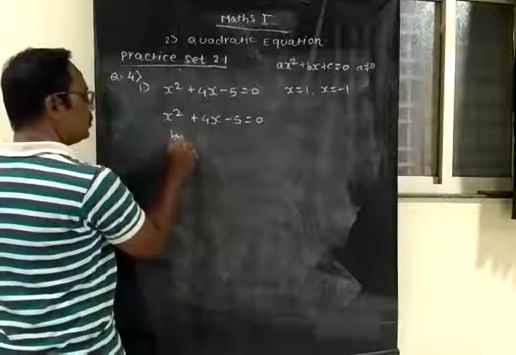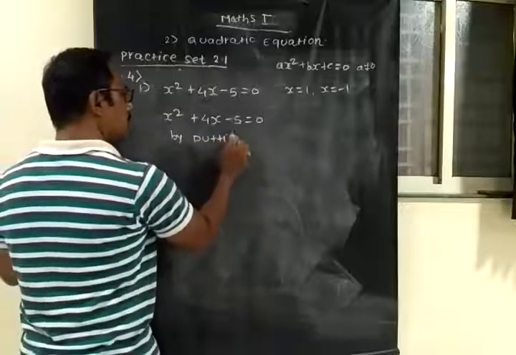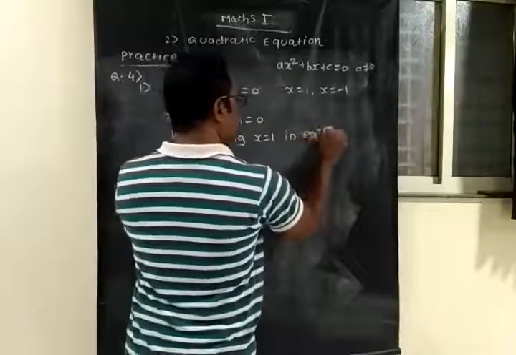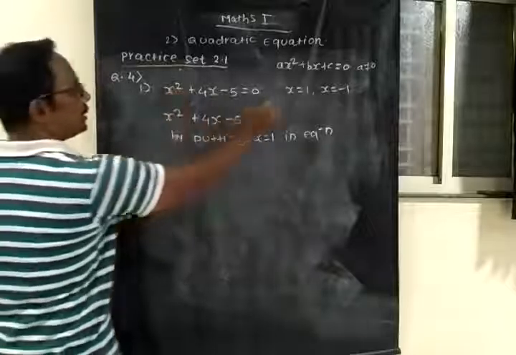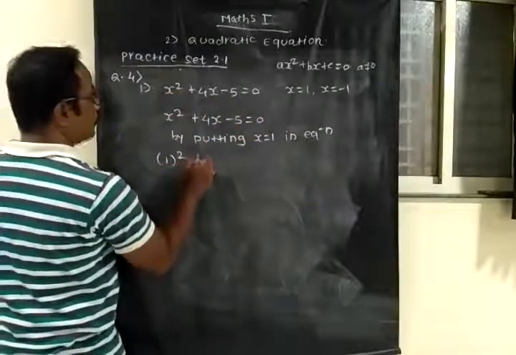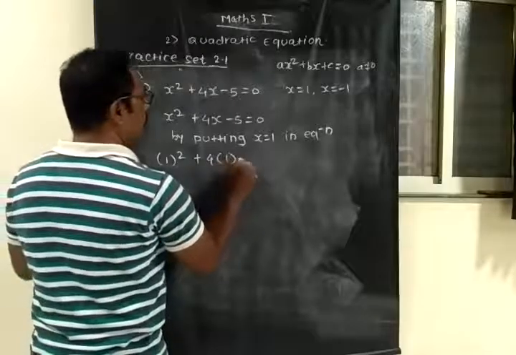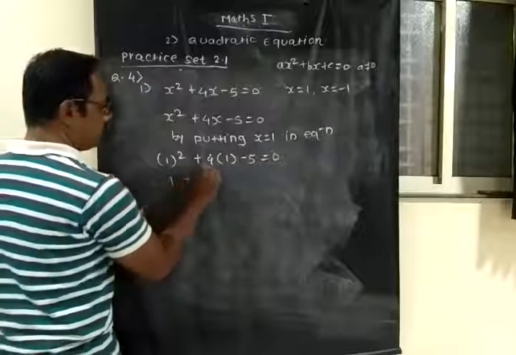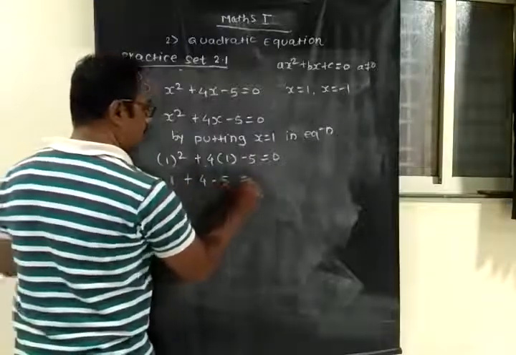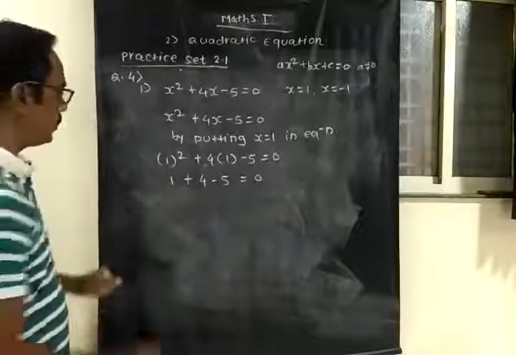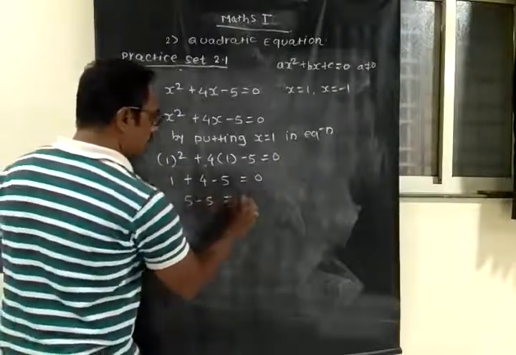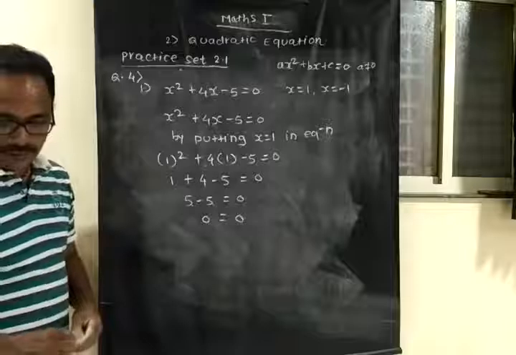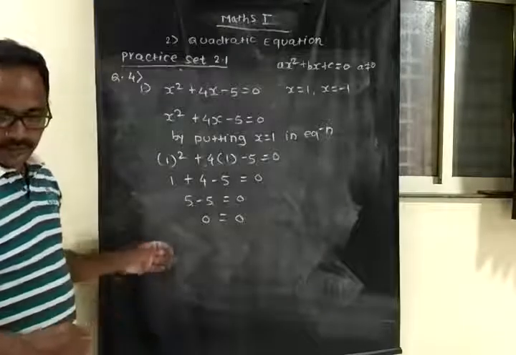So by putting x is equal to 1 in the equation, instead of x square we will put 1 square plus 4 into 1 minus 5 is equal to 0. 1 square is equal to 1, 4 ones are 4, minus 5 is equal to 0. 1 plus 4 is equal to 5. 5 minus 5 is equal to 0. So here we can say that for x is equal to 1, left hand side is equal to right hand side.